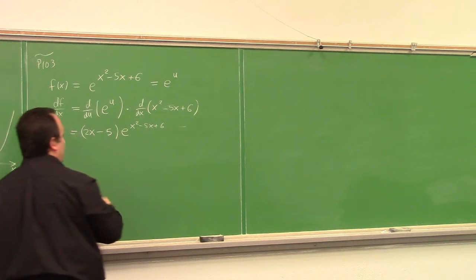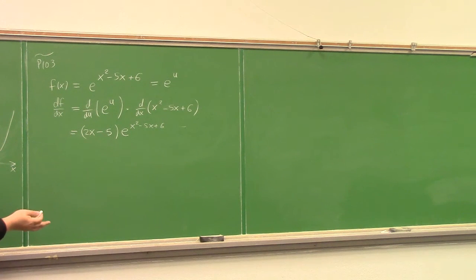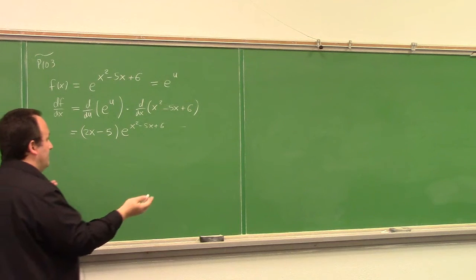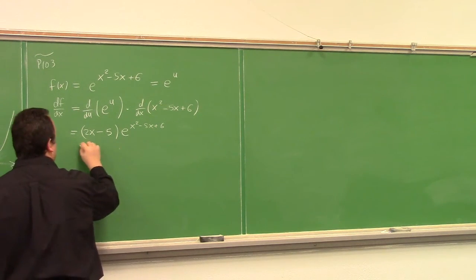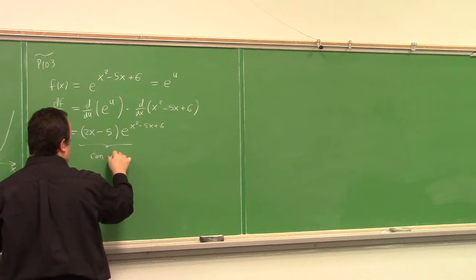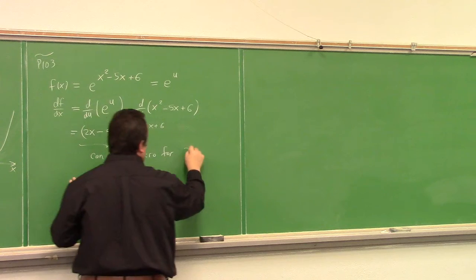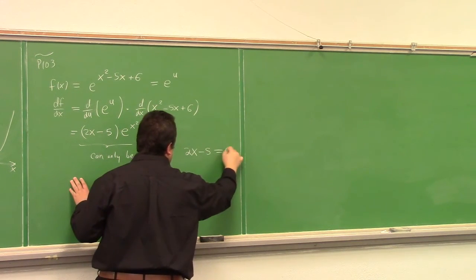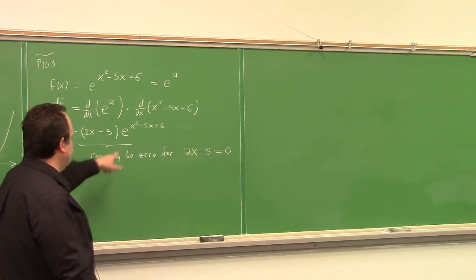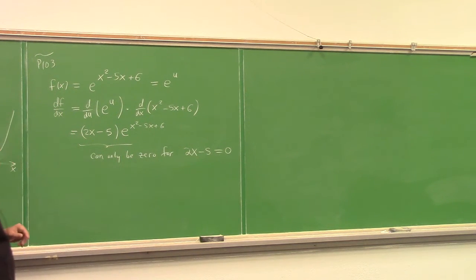Now, we're looking for critical numbers. A critical number is where the derivative is either 0 or undefined. This derivative is defined for all reals, that's not an issue. So where is it 0? We need 2x minus 5 equal to 0, because the exponential is never 0. So there you go. x equal to 5 halves is the critical number for this one.